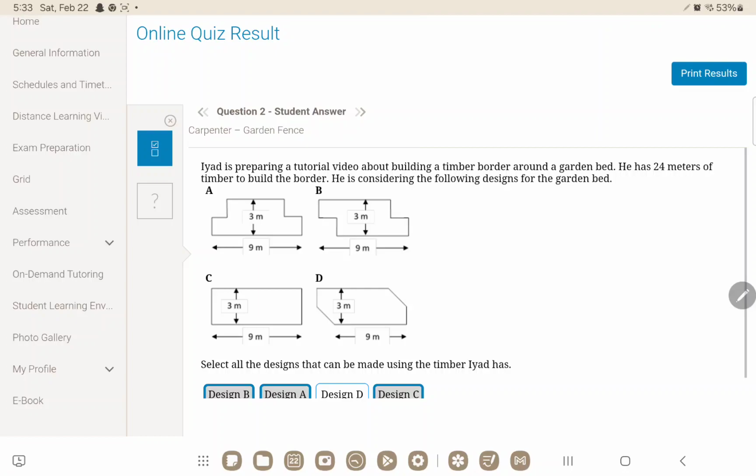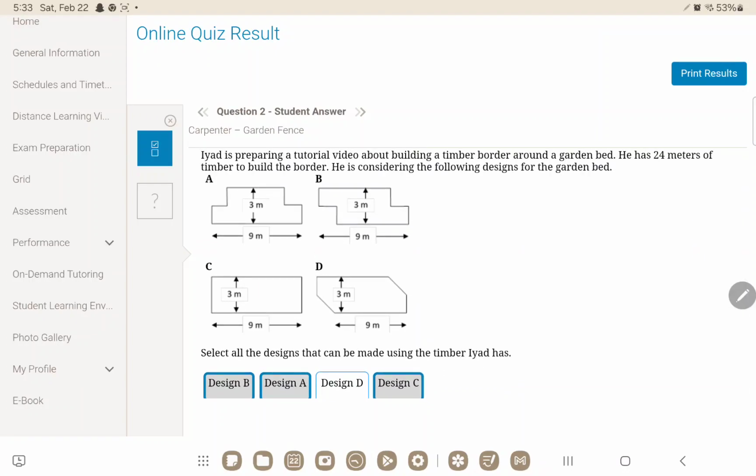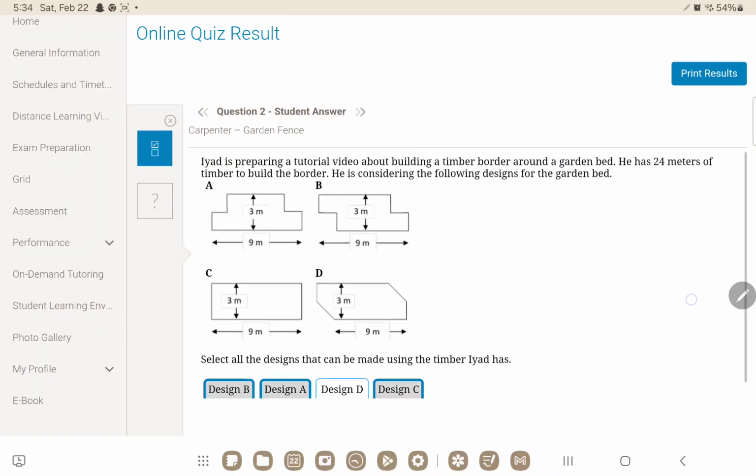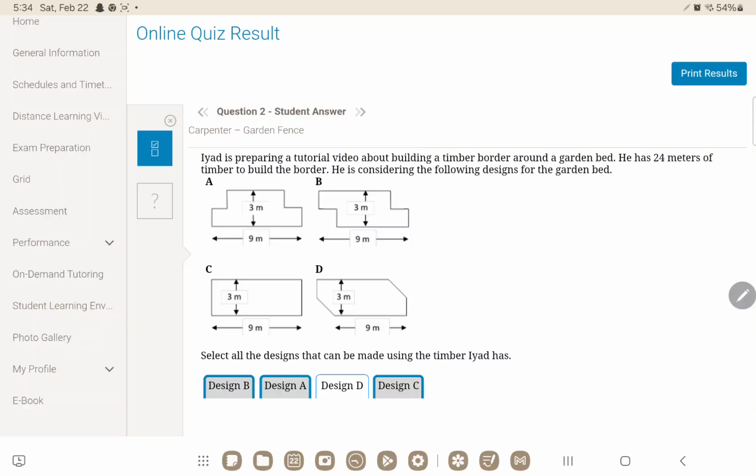Okay, Iliad is preparing a tutorial video about how to build a timber border around his garden bed. He has 24 meters of timber to build the border, and he is constructing the following designs for the garden bed. Now for this question, what I like to do is take the boundaries, like here, this all is 9, and draw a rectangle. Here this is where 9 ends and this is where 3 ends, and draw a rectangle.